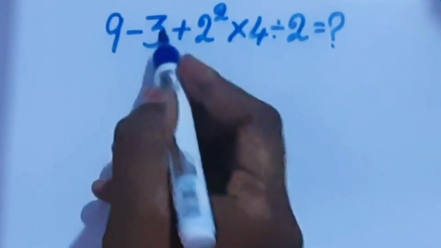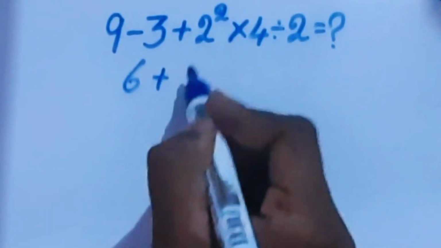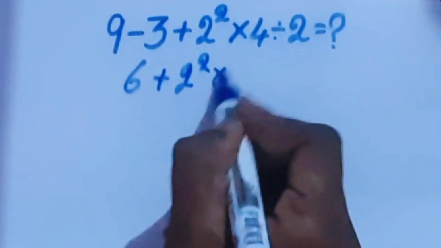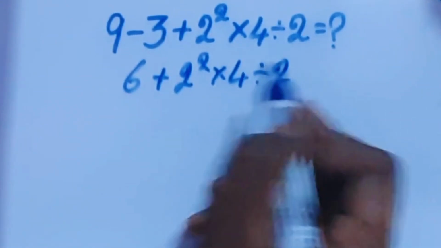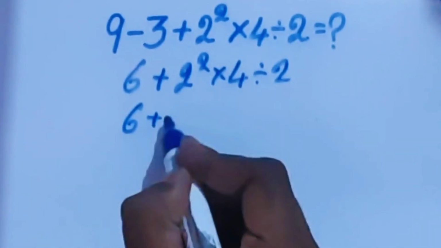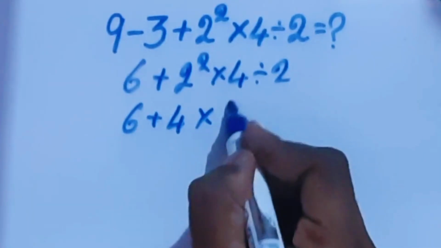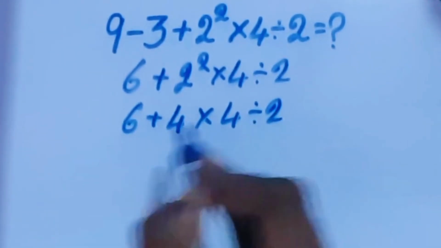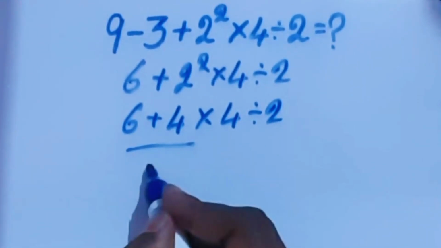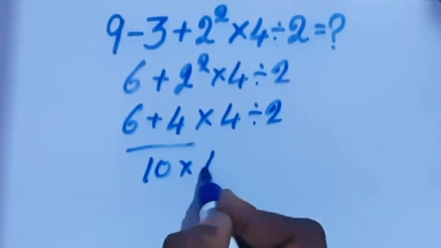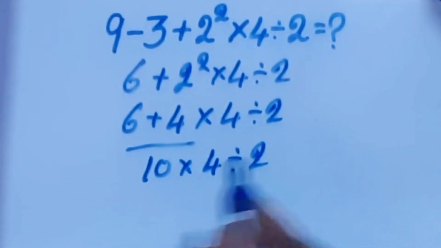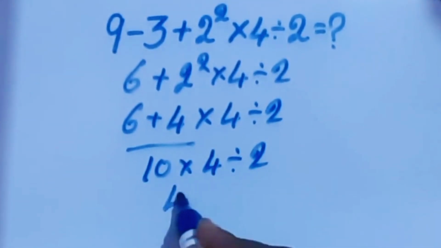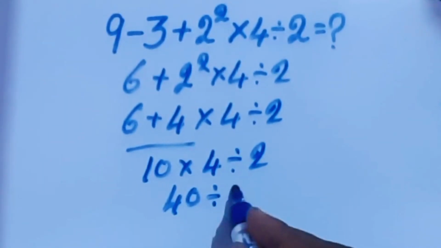Okay, here 9 minus 3 is 6, plus 2 power 2, times 4, divided by 2. Here 6 plus 2 power 2 is 4, times 4, divided by 2. Here 6 plus 4 is 10, times this 4, divided by 2. Here 10 times 4 is 40, divided by this 2.